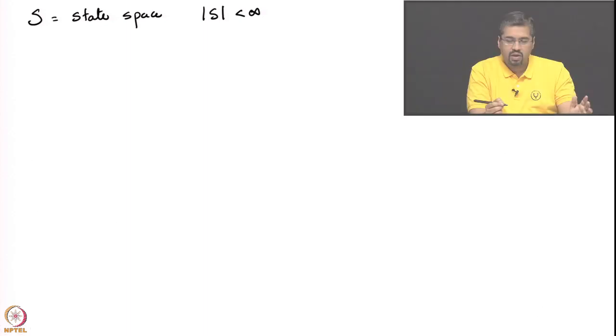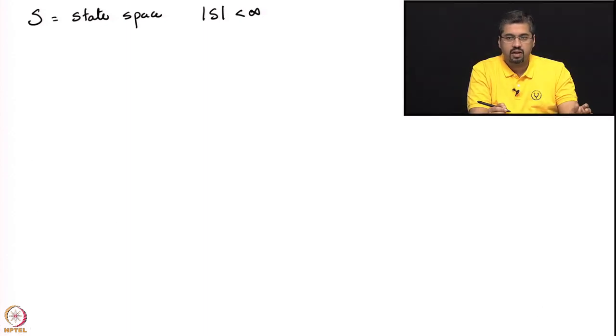In this case, what I am going to assume is that my states come from a certain set. Let us call this set S. This is going to be my state space, and I will assume for simplicity that S is finite. That means the system can take only finitely many states.